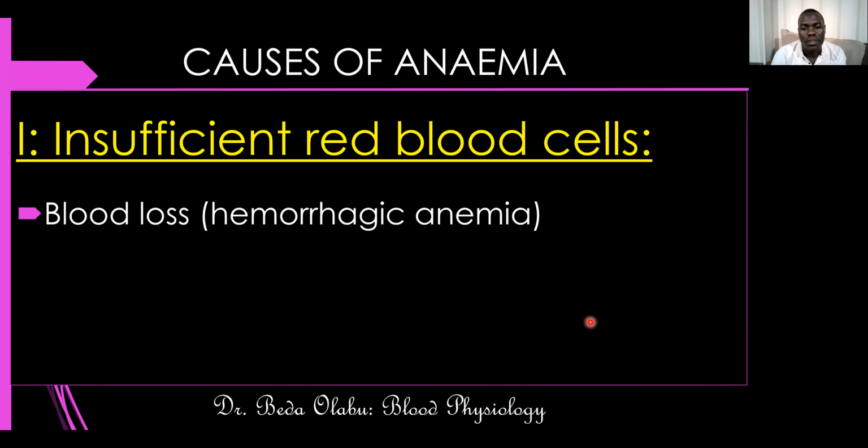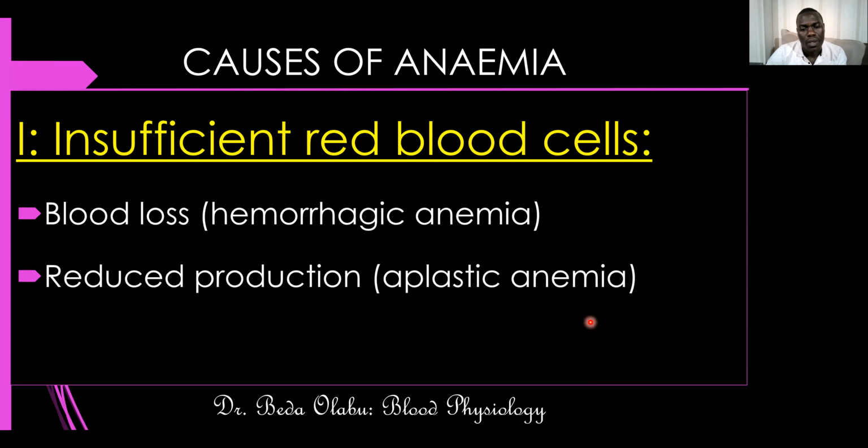All this can cause anemia due to hemorrhage. The other cause of reduced red blood cell count is if you're not producing enough of the red blood cells. So, reduced formation of red blood cells. Why would we have reduced formation of red blood cells?